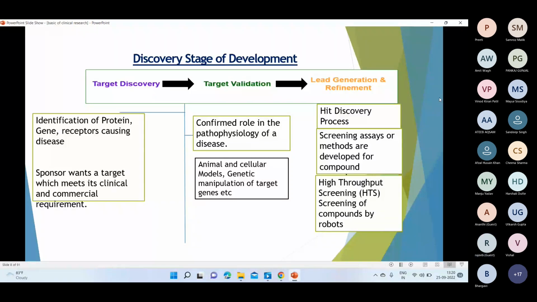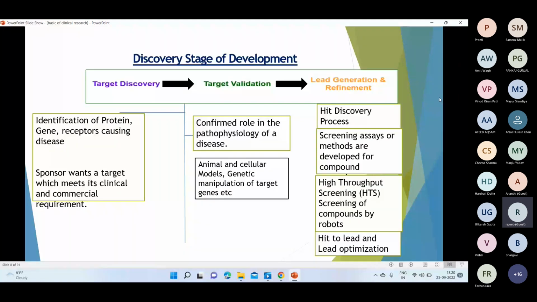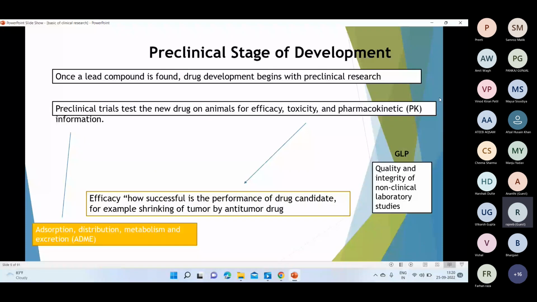So in target discovery, we come up with the reasons why that disease is happening. In target validation, we confirm that these are the targets responsible for the disease. In lead generation and refinement, we create molecules for that disease. Now we have a number of molecules that we have created in the discovery stage of development. Now we have to test those molecules in animal models again.